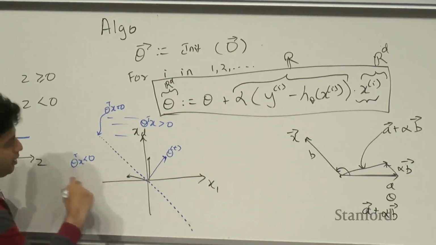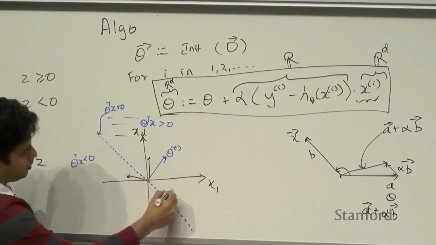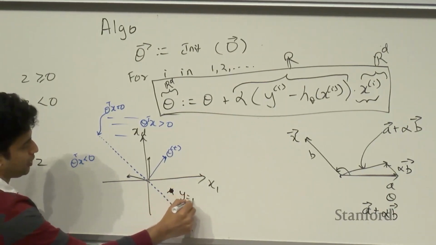So for example, let's see. Let's assume we encounter some x over here, which is labeled 0. So this corresponds to y equals 0.